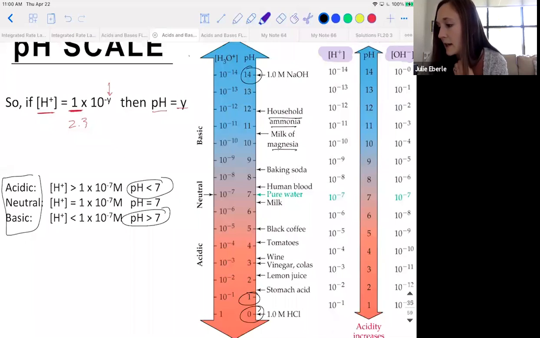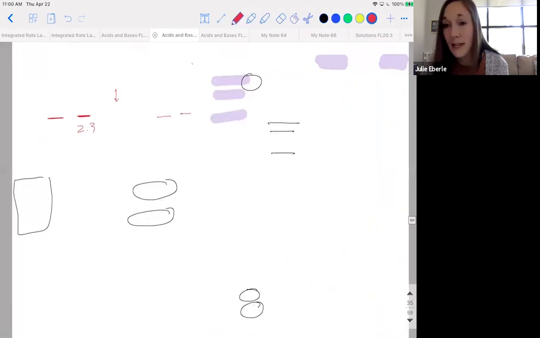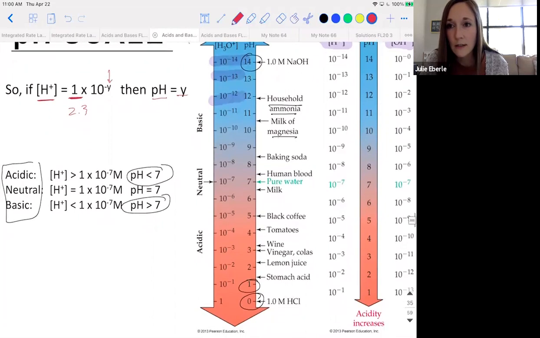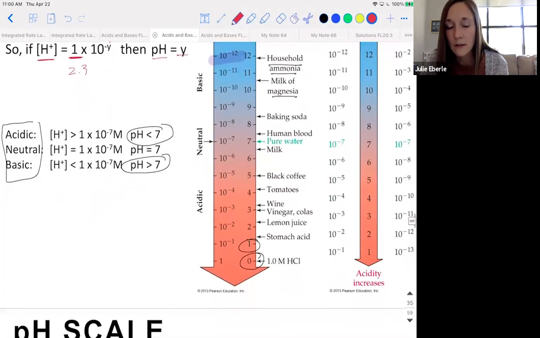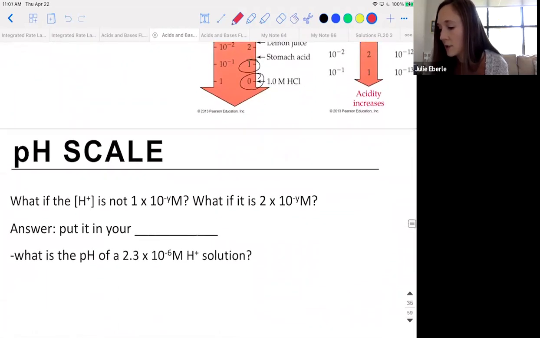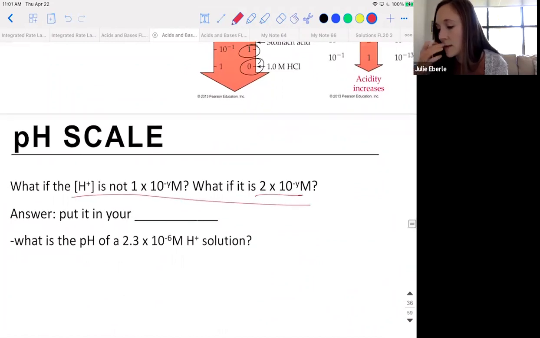So it also relates concentration to pH. You could look at any of these concentrations and see how the concentration of H plus relates to pH. Any questions on the pH scale and the numbers and how to know if it's acidic or basic? All right, let's keep going. I actually already addressed this. What if it's not 1 times 10 to the minus? What if it's something else, like 2 times 10 to the minus? You just put it in your calculator.